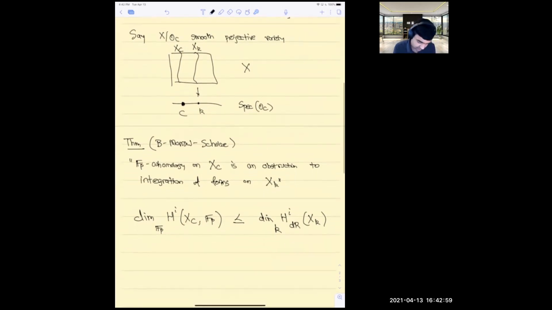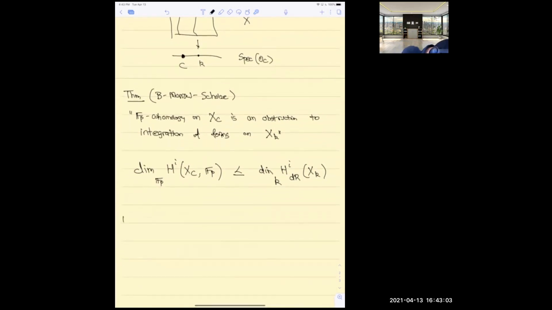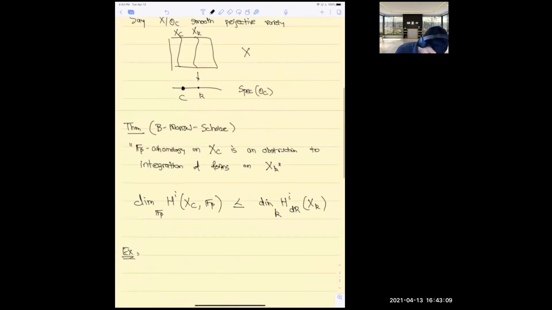So, okay. Let me give an example of what information is being captured here, just to give you a feel for what's going on. So let's say P is 2.